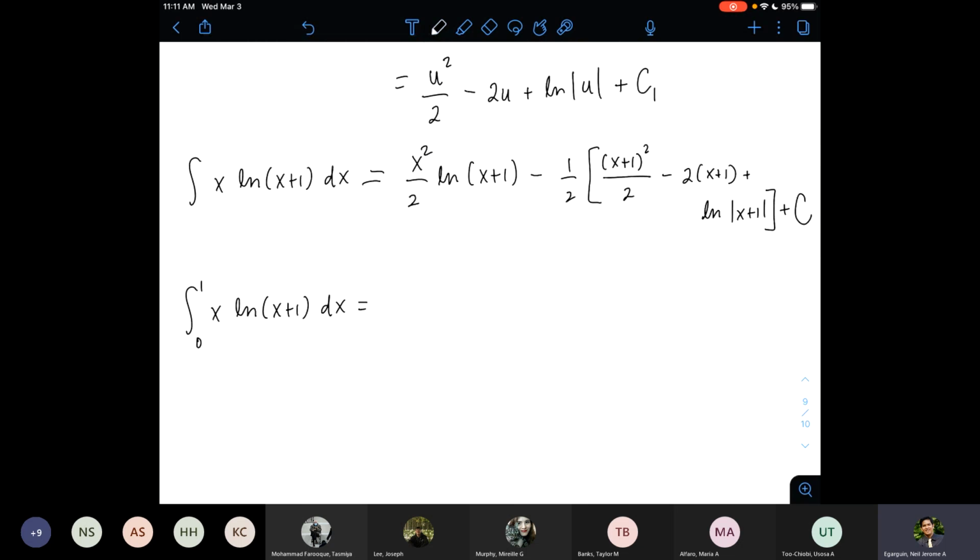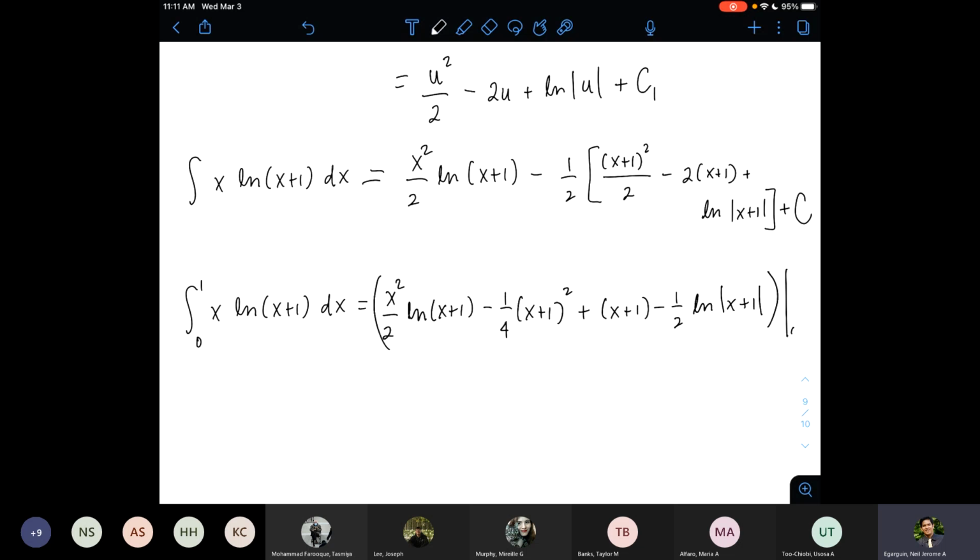And then here we have an antiderivative. So we'll have x squared over 2 ln of x plus 1. And then I'll just distribute this. I'll have 1 over 4 times x plus 1 squared. Kindly check my arithmetic here if I'm doing things right. You know, my arithmetic is a little bit sus, but anyway, minus x plus 1 minus 1/2 ln of absolute value of x plus 1, all evaluated from 0 to 1.